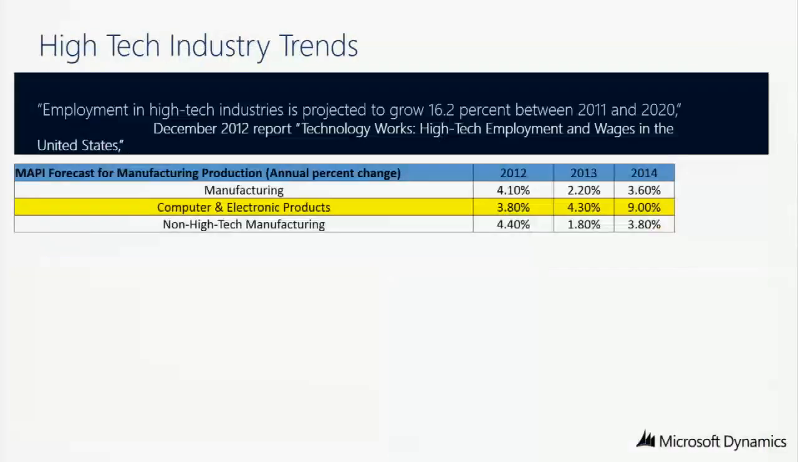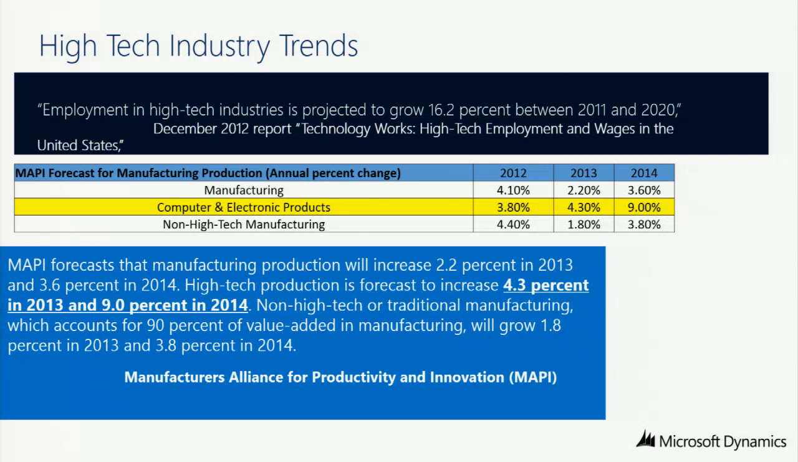So when we talk about high tech, I thought this was pretty cool. General manufacturing as an industry is supposed to go up by 2.2%, maybe 3.6% in 2014. Look at high tech computer and electronics, growing at 4.3% in 2013 and up to 9% in 2014. So if you're a partner out there, high tech is a good place to be. It's a growing market, right? MAPI is the Manufacturers Alliance for Productivity and Innovation. They're predicting pretty significant growth in the high tech or traditional manufacturing electronics sector, make to stock as well.